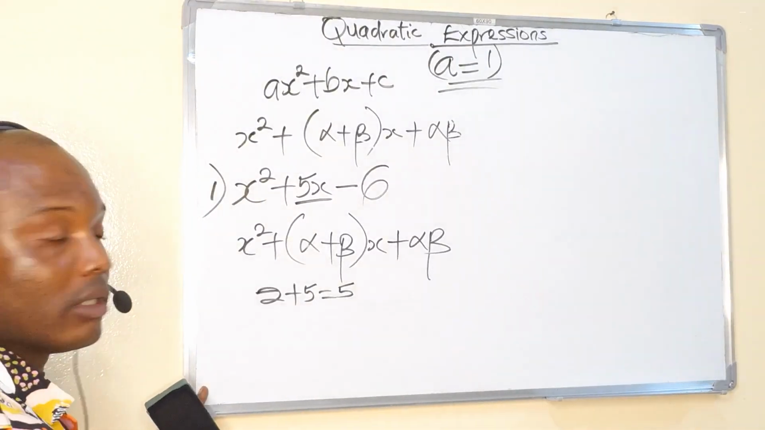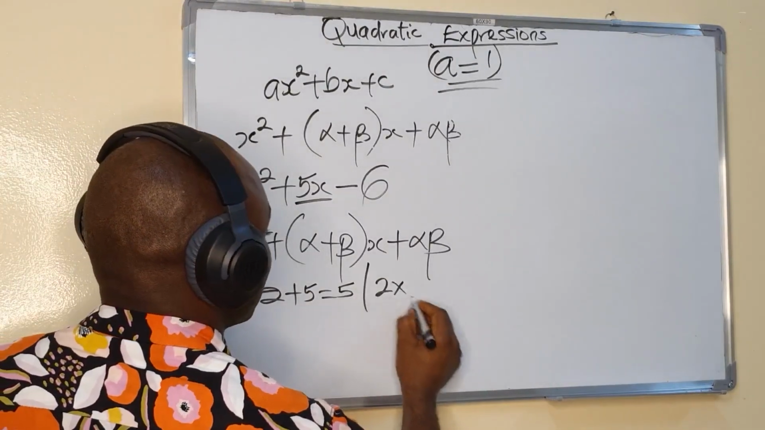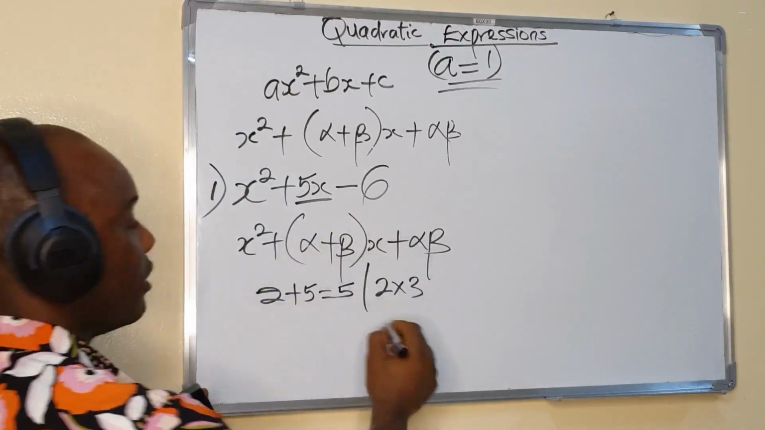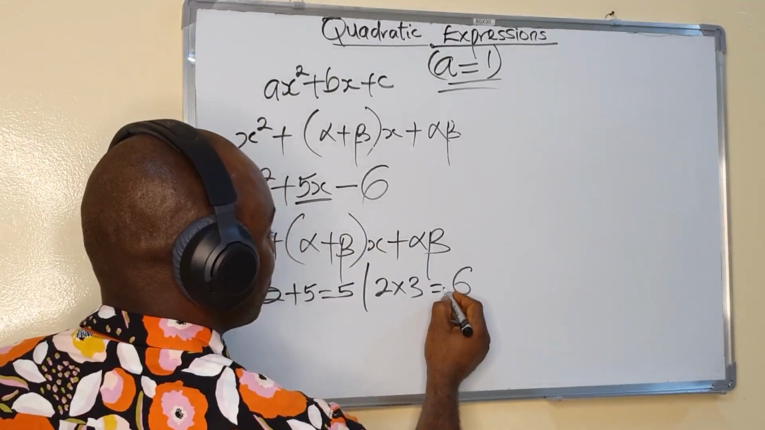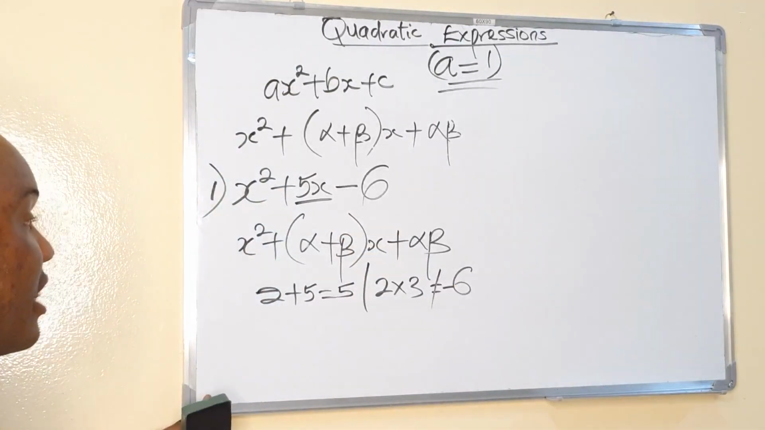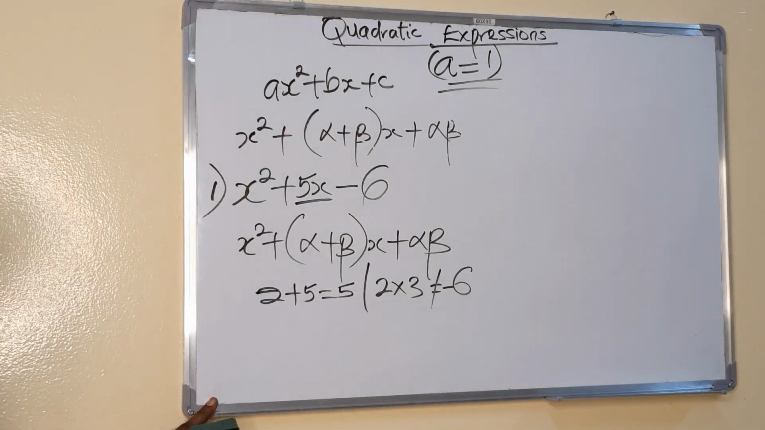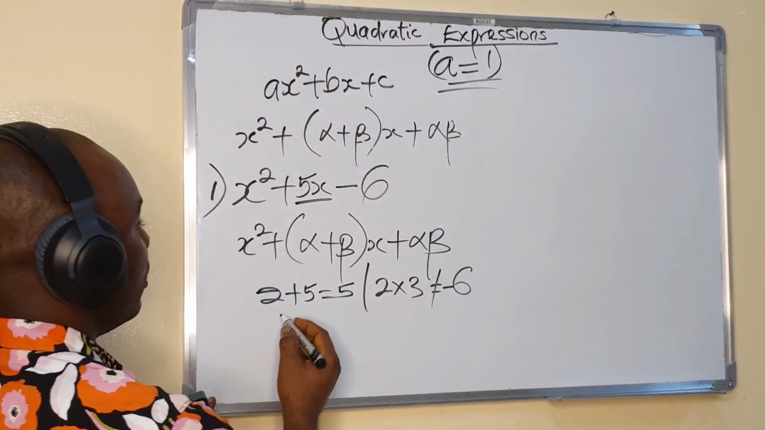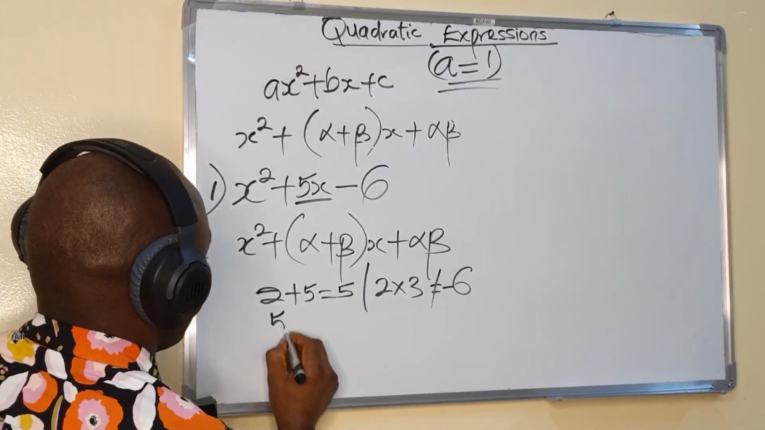That is true. But what if I multiply the number 2 times 3? Would it give me negative 6? No, it's not going to give me negative 6, so it's not equal to negative 6. Therefore, 2 and 3 do not qualify. Let's try other numbers. What if I try out the numbers 5 and 1?